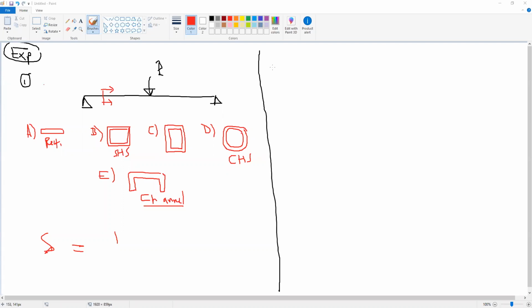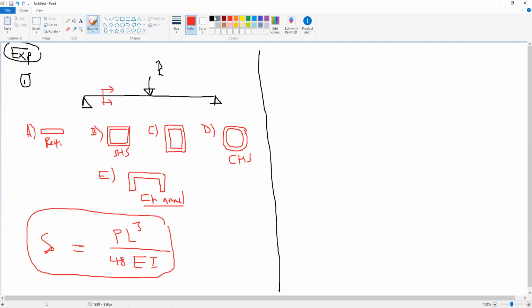So delta equals, as we said in the previous slide, P L to the power 3 divided by 48 EI. This is the formula. For our test, we are comparing these 5 shapes together. P is constant in the 5 cases, so it is not a parameter to compare. L also is the same length, so it is not a parameter to compare. E: all these shapes are from aluminium, so the 5 beams are made from aluminium.